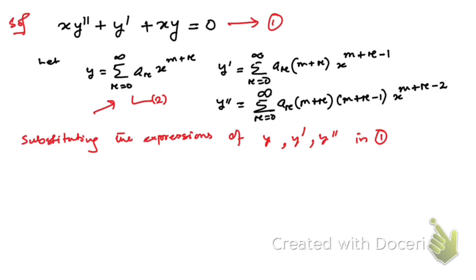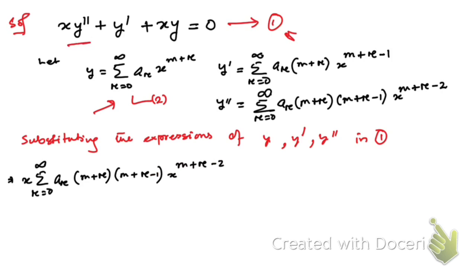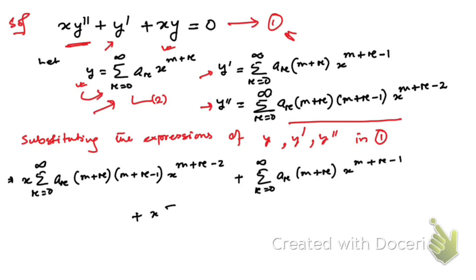Now if we substitute those expressions, y equal to this, y dash and y double dash, in equation number 1, the first equation, then we're going to get this expression. Instead of y double dash we have substituted this expression, and similarly replaced y dash and y by their expressions. Doing so we have got this result at the end.